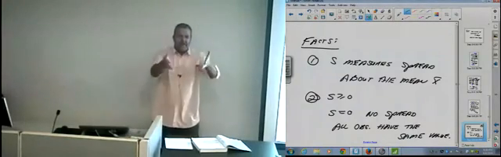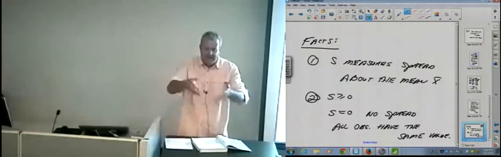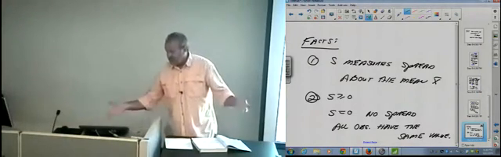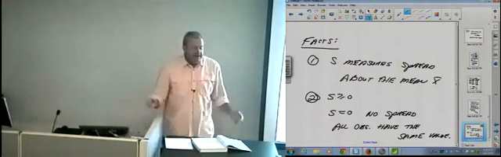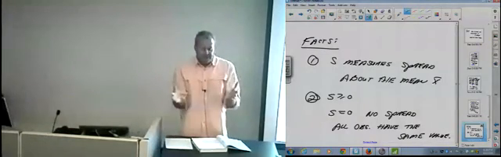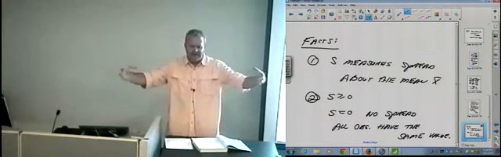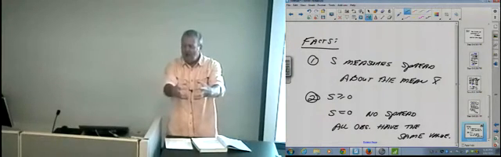You're looking at your data set. You've got this quantitative variable, and they're all the same value. There is 0 spread, 0 standard deviation. If they're not all the same, the standard deviation is going to be positive. The larger it is, the more spread about the mean. The smaller it is, the smaller the spread.